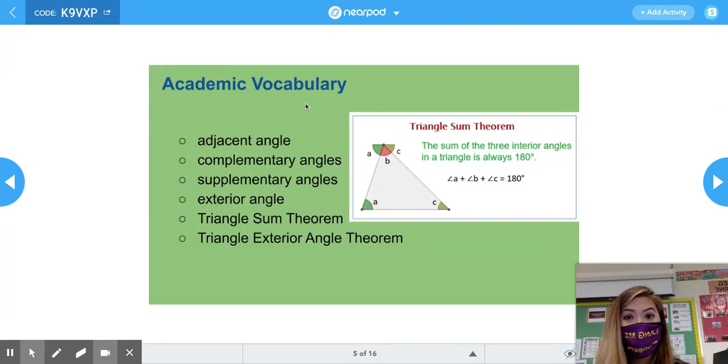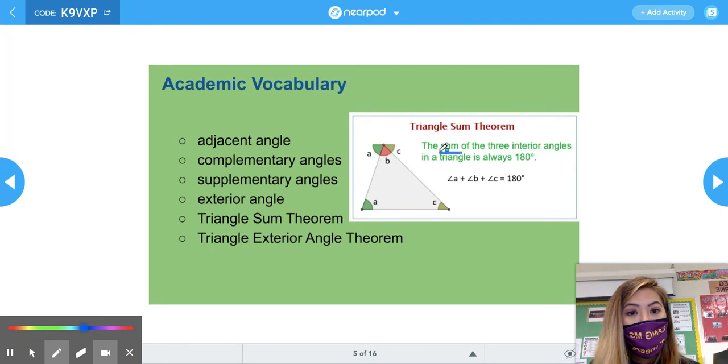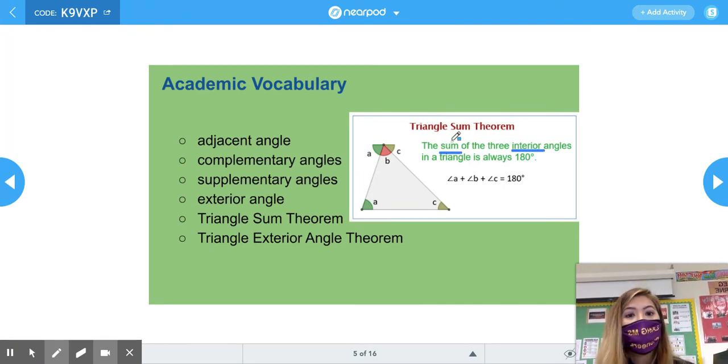And we have some academic vocabulary to review that we went over yesterday: adjacent angles, complementary angles, supplementary angles, exterior angles, triangle sum theorem, and triangle exterior angle theorem. So as you can see from this visual, it says that the sum of the 3 interior angles in a triangle is always 180 degrees. So our keywords are sum and interior. Sum is the answer when you add numbers together, and interior from yesterday means inside, right? So if we add together all the inside angles of a triangle, it should equal 180.